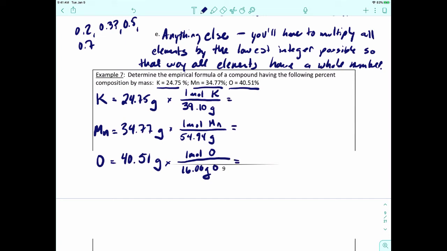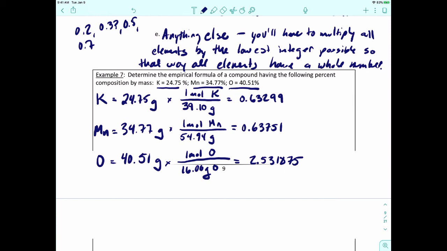All right, so if I do the math, K should come out to be 0.63299. Manganese should be 0.63751. And then oxygen is 2.531875. This is really, really important. Do not round when you're doing this problem right now. If you round these numbers, it's going to throw off all of your work for the latter half. So do not round.